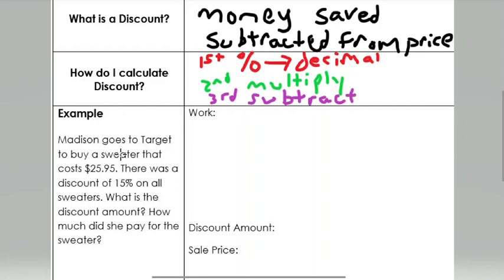All right, so let's read our example. Madison goes to Target and buys a sweater that costs $25.95. There was a discount of 15%. What is the discount amount? How much did she pay for the sweater? All right, so my first step, I got to change that percent to a decimal. So 15%, how do I change that to a decimal? I divide it by 100, because all percents are out of 100. So that gives me 0.15.